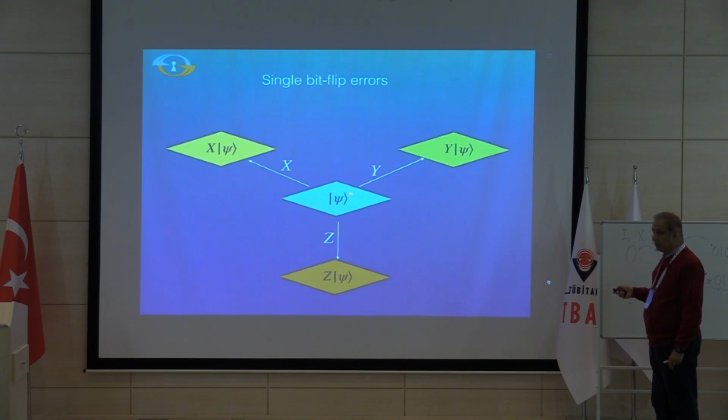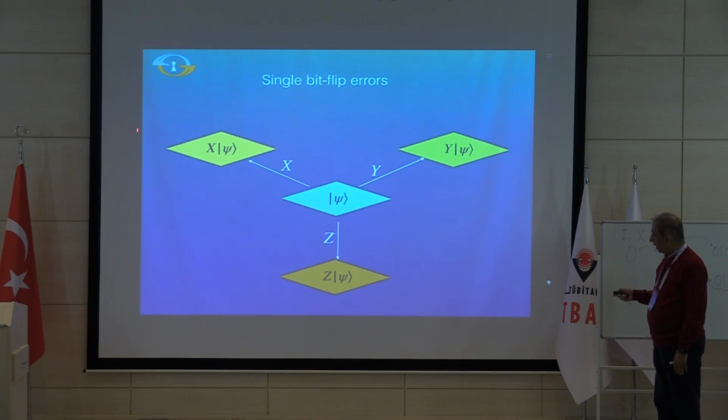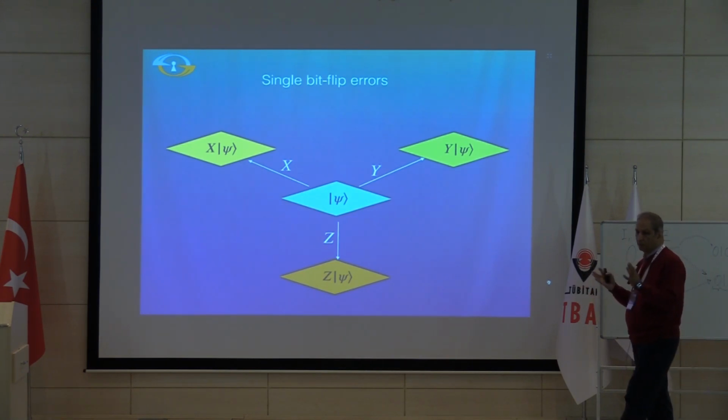the state which is living in my quantum computer goes to different orthogonal subspaces. So an X error takes this space to this, takes this Y to here, takes this Z to here, and they should be completely orthogonal to each other, right? They shouldn't have any overlap, so that I can make a measurement.